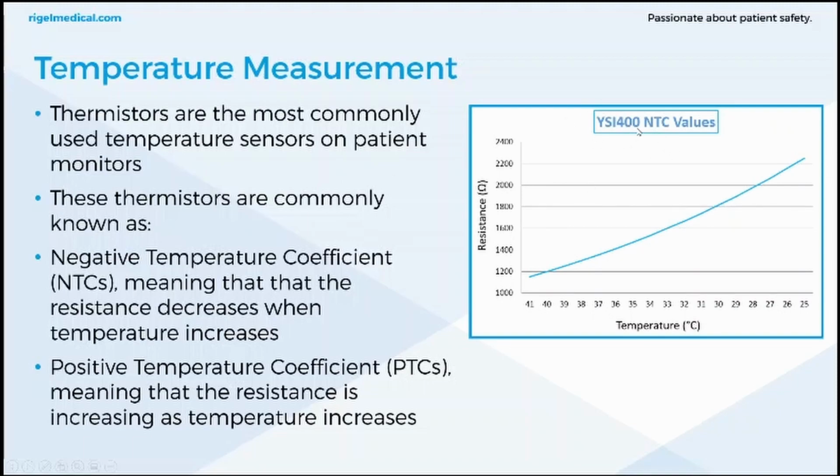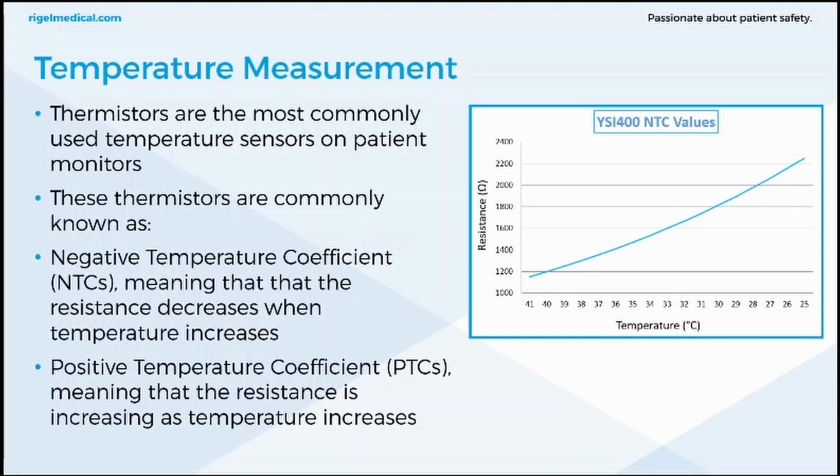YSI 400, again, 9 times out of 10, you'll be seeing this in the service manual of a patient monitor. YSI 400 is most common, but there's also YSI 700, which contains a dual element. But the reason YSI 400 is most commonly used in the medical industry is that it's more accurate over the ranges you'll see for body core temperature, which I think is 0 to 75 degrees Celsius, whereas YSI 700 standard is a much wider range.